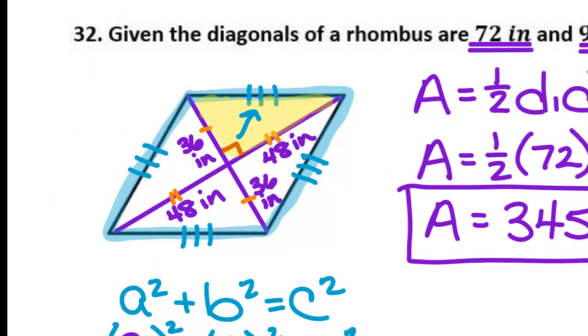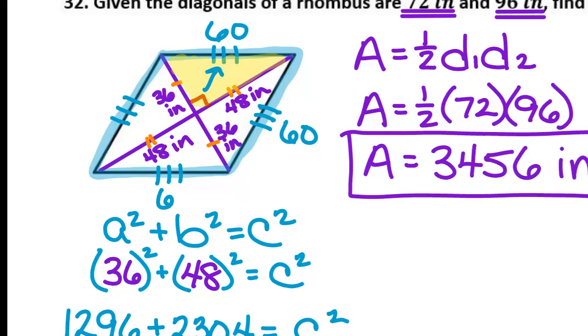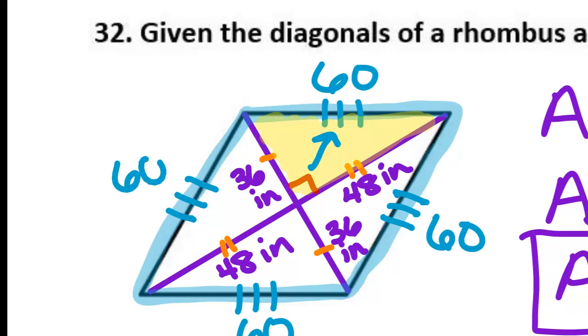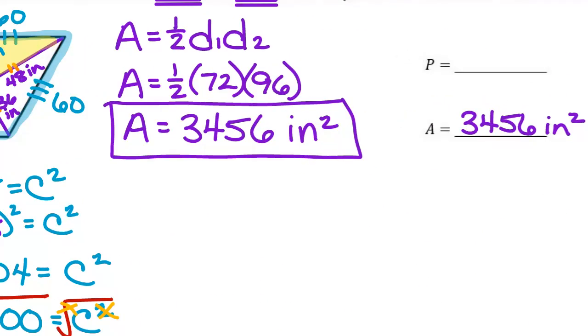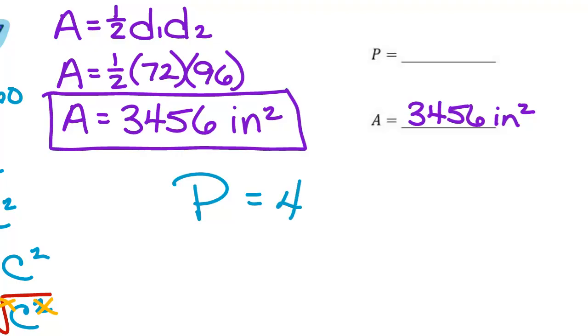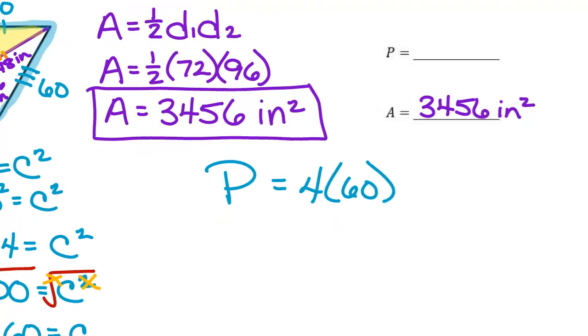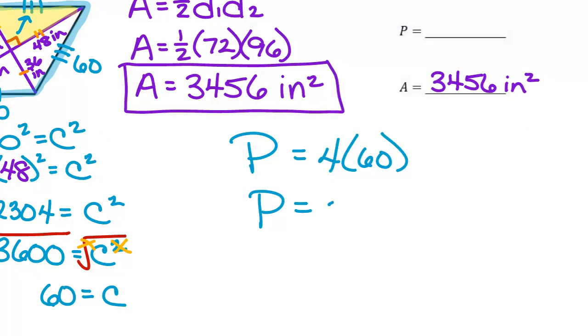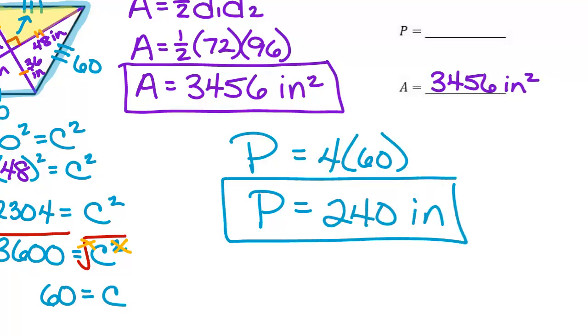So this side over here is 60. That means this side is also 60. Another 60 and 60. So what do I do to calculate my perimeter? Times it by 4. 4 times 60 would give us what? 240. And that would just be inches, not inches squared.